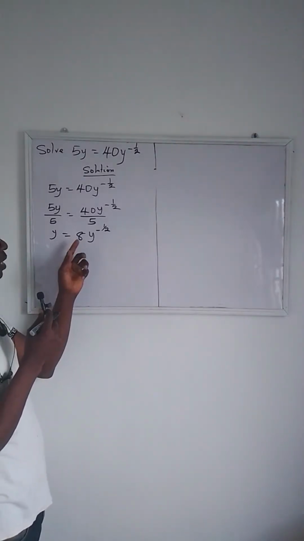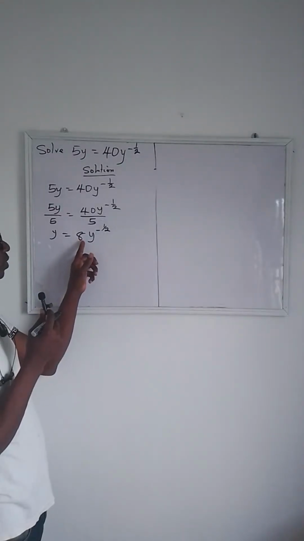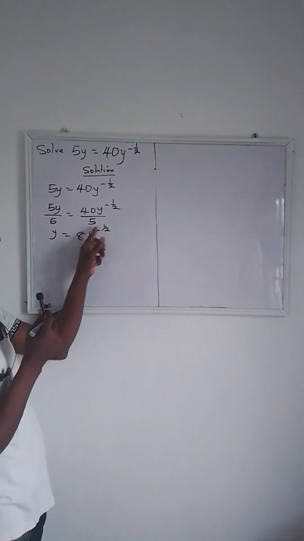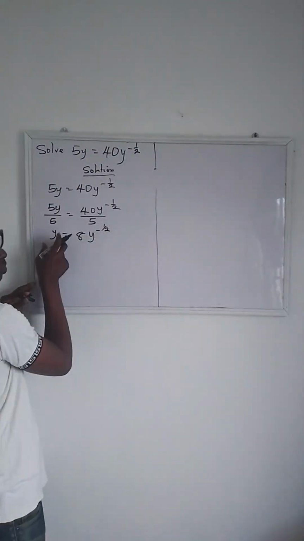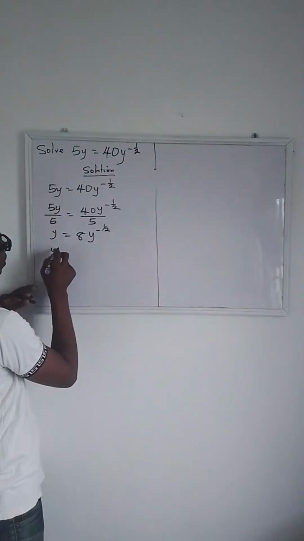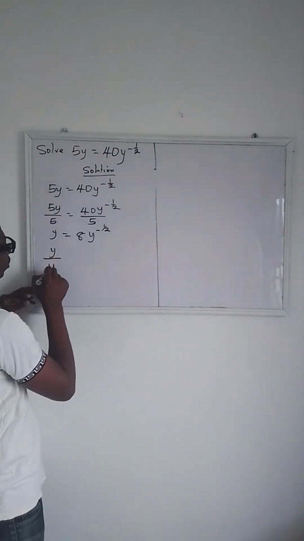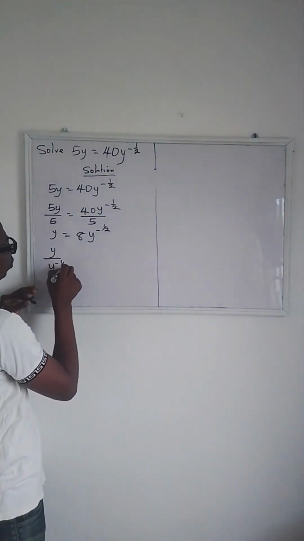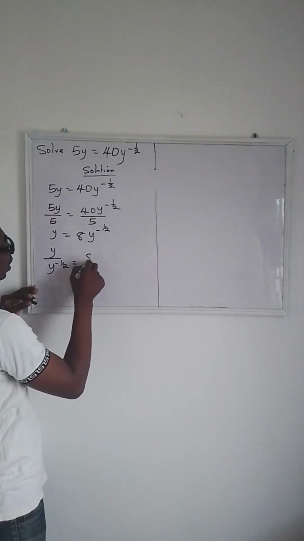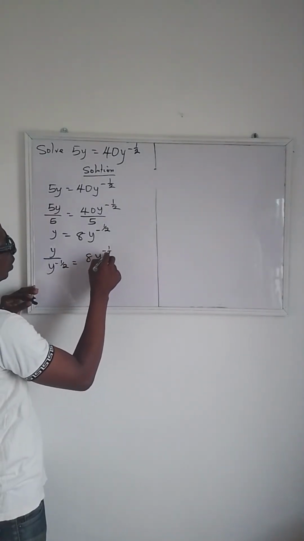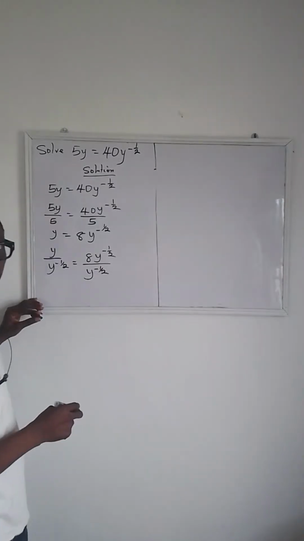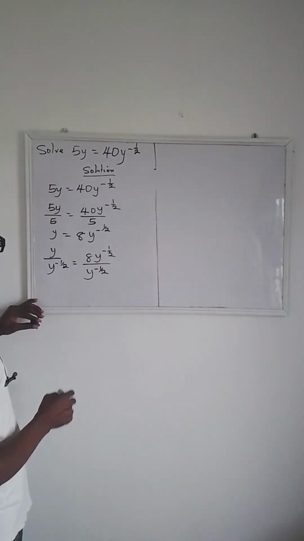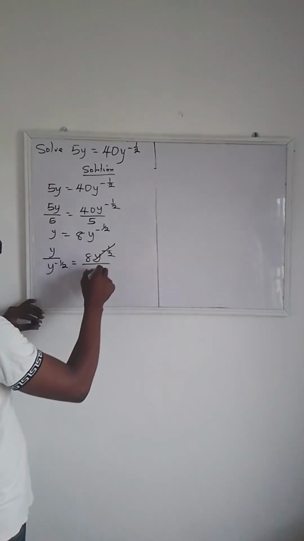All right, so to make this 8 stand alone, I have to get rid of this. So I'll divide both sides by this. That means this one comes under this place. So we have y divided by y raised to the power of minus 1 over 2 equals 8y raised to the power of minus 1 over 2 over y raised to the power of minus 1 over 2. Hope you can see that. So now this cancels this.